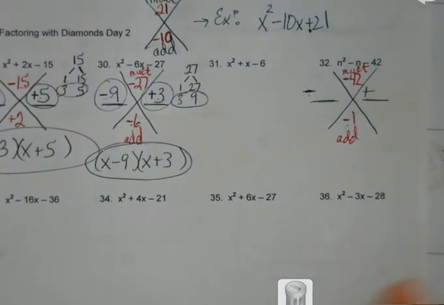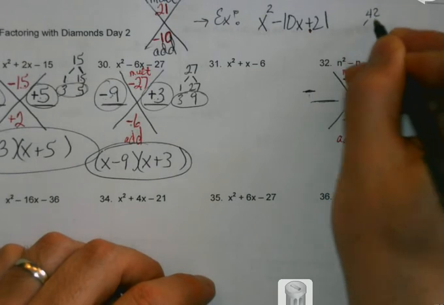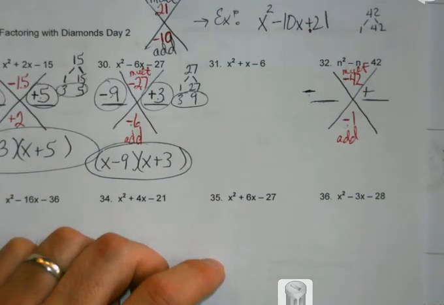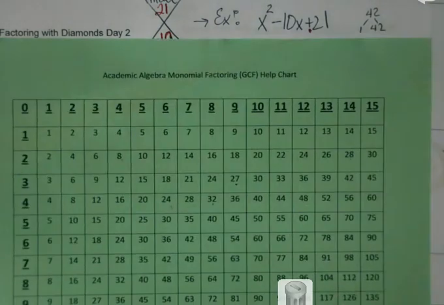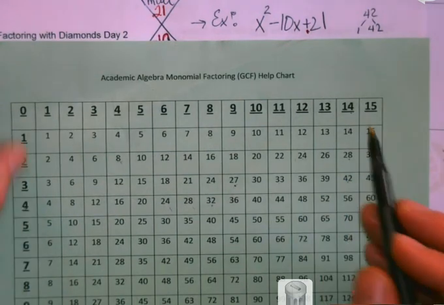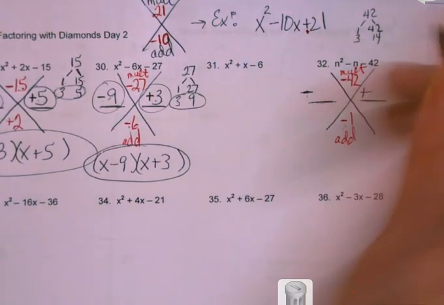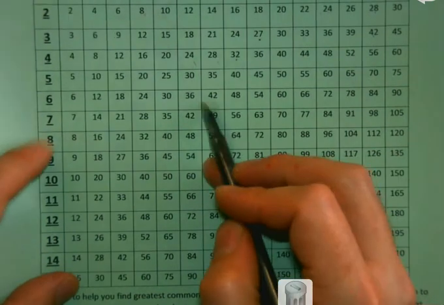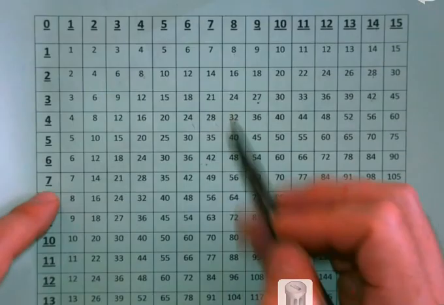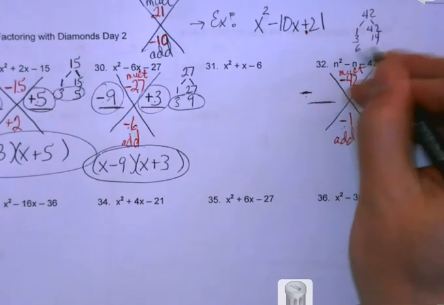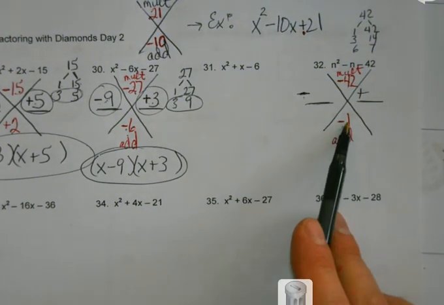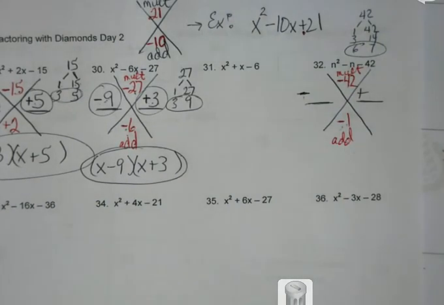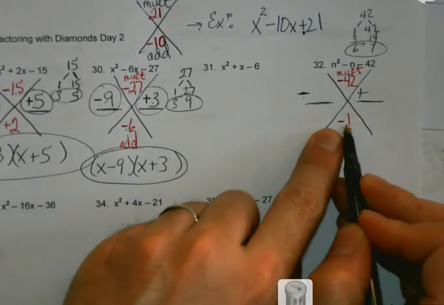So let's see here. 42. Okay, 1 and 42. Any other options here? Let's see. Here's 42. So 3 and 14. Let's see. Do I have any others? There's a 42. 6 and 7. Okay. Are any of those close enough where if I add or subtract, I get to 1? 6 and 7 are. And we already know that the bigger number has to be negative.